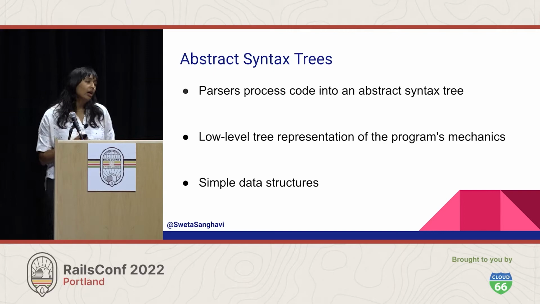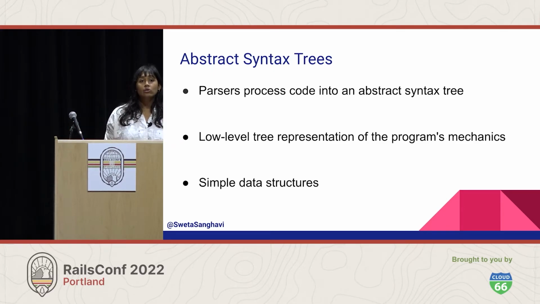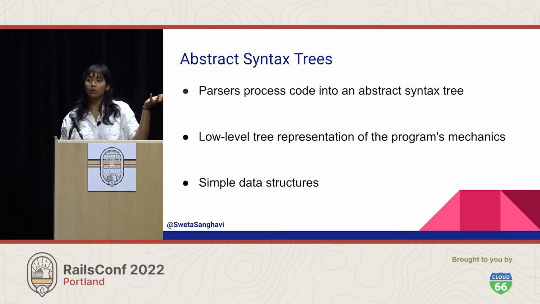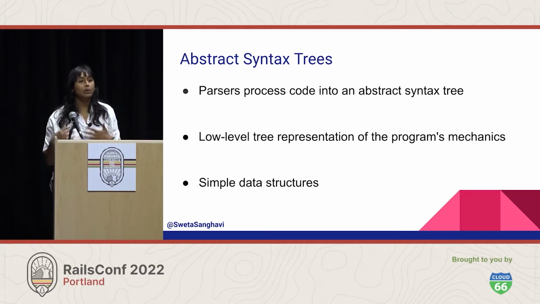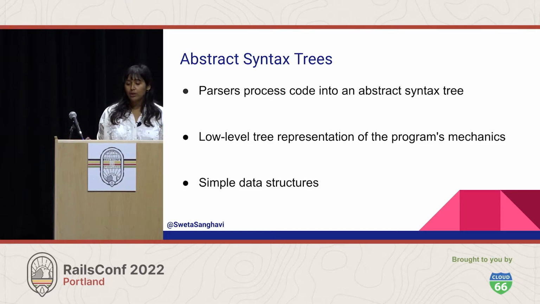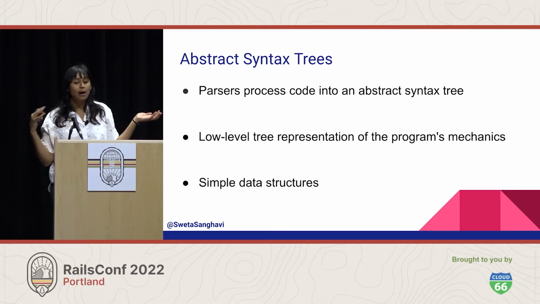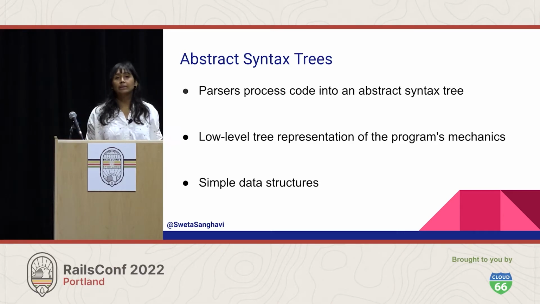Abstract syntax trees are a low-level representation of a program's mechanics. And so a parser might take Ruby code and translate it to a syntax tree. Parsing it into a lower-level representation allows it to convert from one language to another. Parse trees are typically built out by a parser during that source code translation and compilation process. So we can think of it as a low-level representation of our program. So let's talk about that in Ruby.